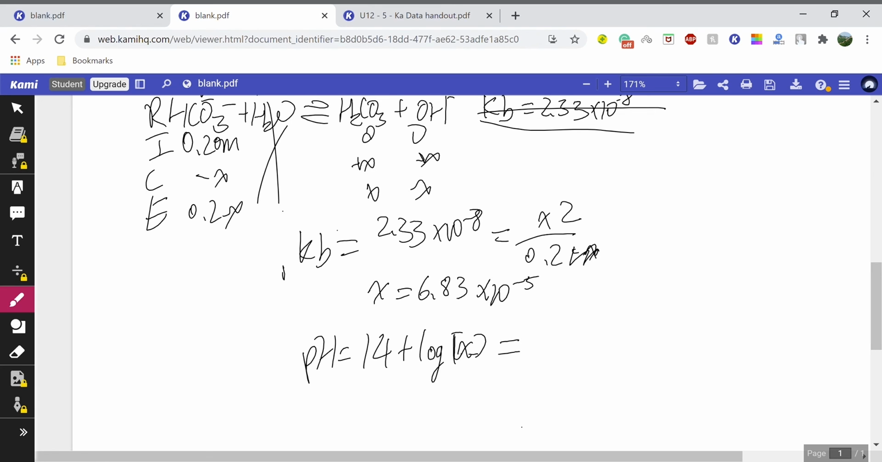Okay, now 14 plus the log of the previous answer will give us a pH of 9.83. And that is our pH.